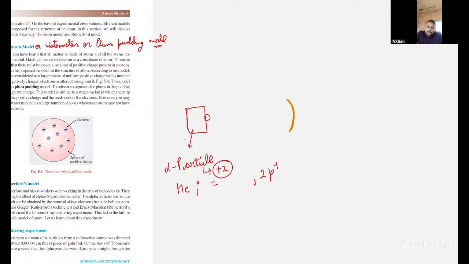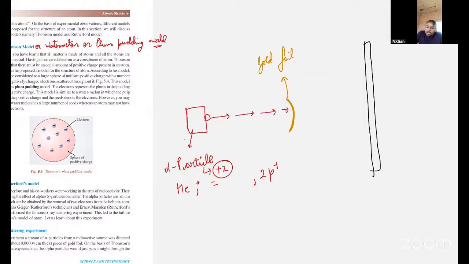Now he took this gold foil, a thin gold foil. And then he took a screen, like this. And then he bombarded the alpha particles from this machine. And when he bombarded it, he got some results like this.